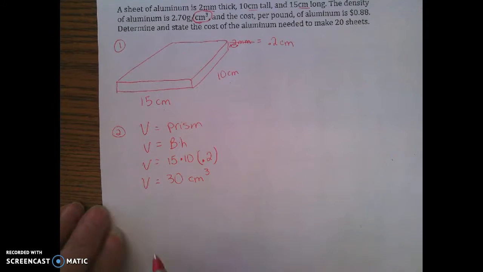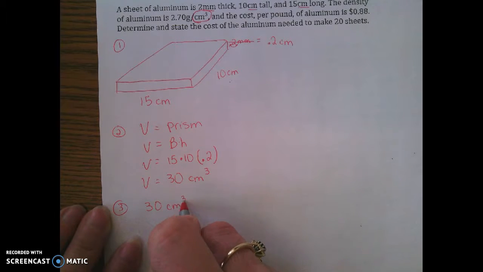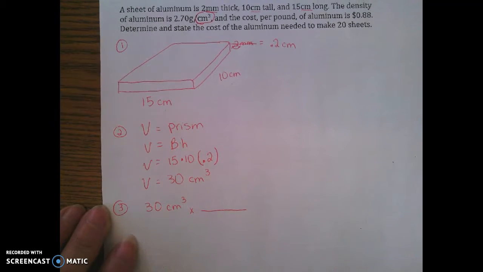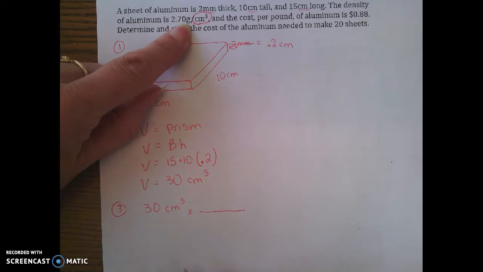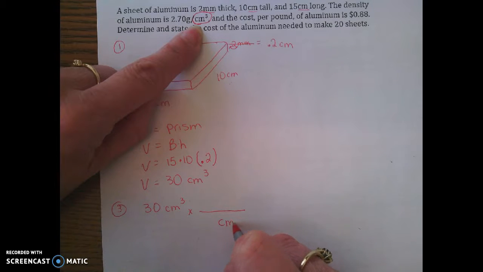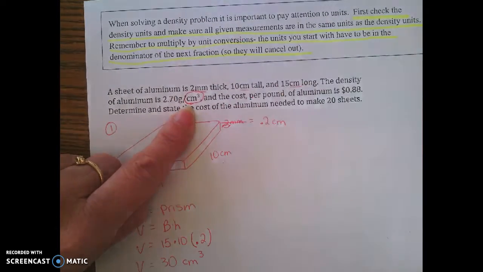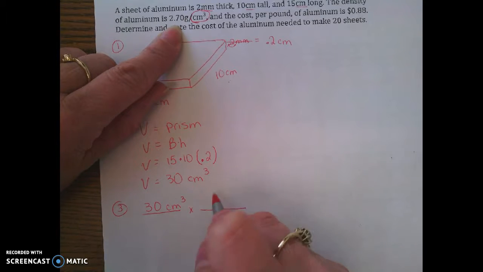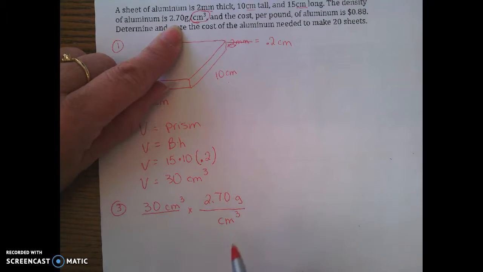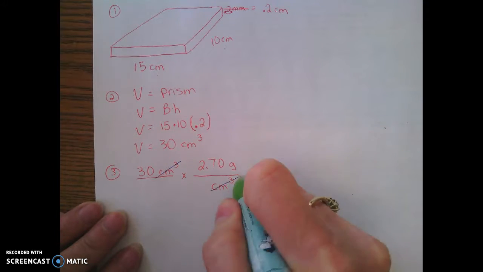All right, so the third step now is you are going to take your volume, 30 centimeters cubed, and we are now going to multiply this by our density. Because we have 2.7 grams per centimeter cubed. The centimeter cubed is in the denominator. Remember what I just said up here? Whatever units you start with have to be in the denominator of the next fraction. And so now we're going to put the 2.70 grams over the centimeters cubed. So the centimeters cubed now cancel out.